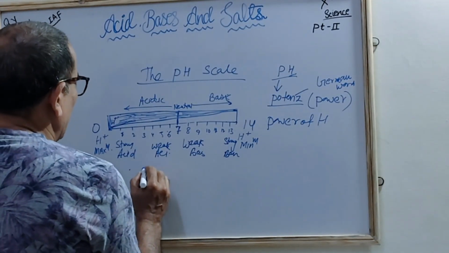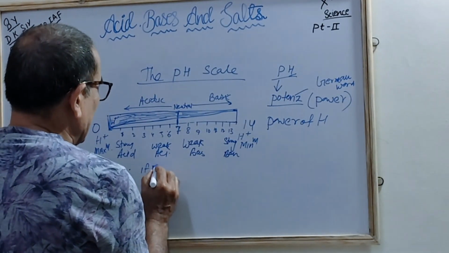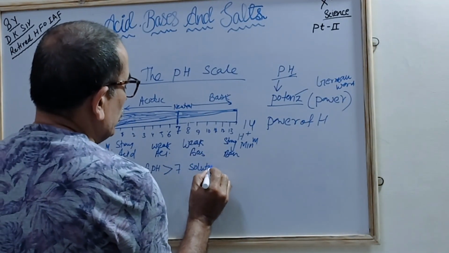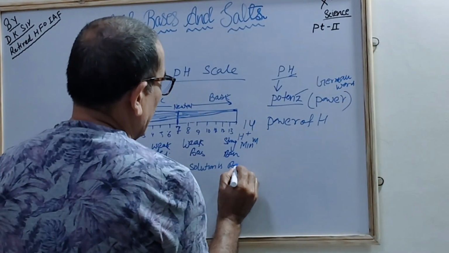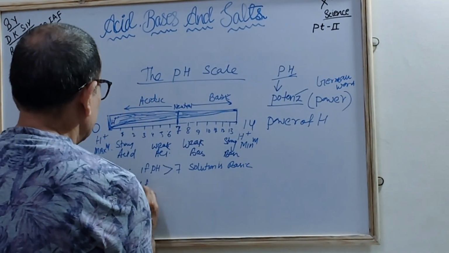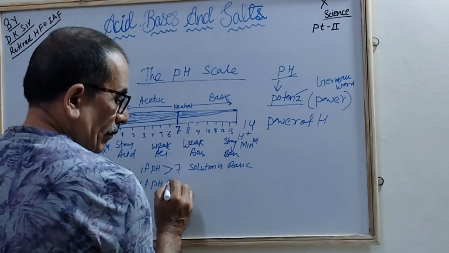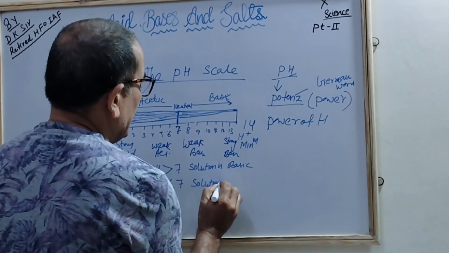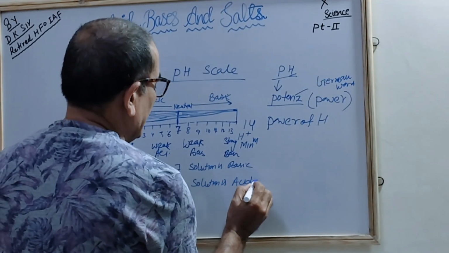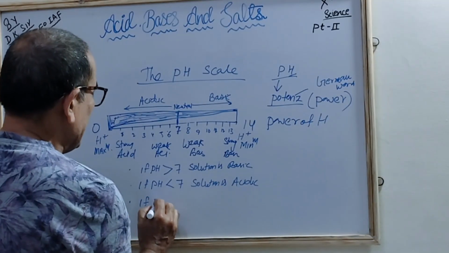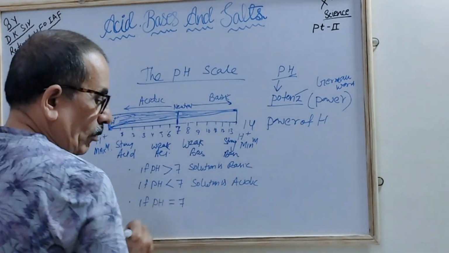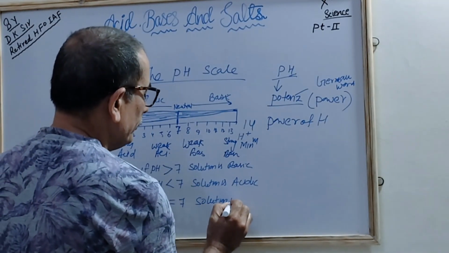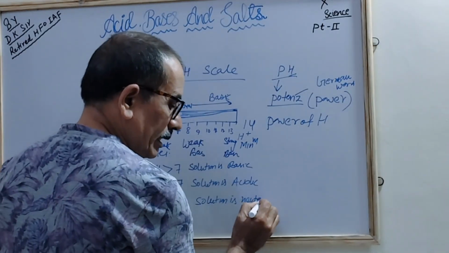So the 3 points we could learn. What are they? If pH is greater than 7, the solution is basic, correct? The basic. Second point, if the pH is lesser than 7, the solution is acidic, correct? Acidic. Third point, if the pH is equal to 7, then what do you say? The solution is neutral, correct? The solution becomes neutral.